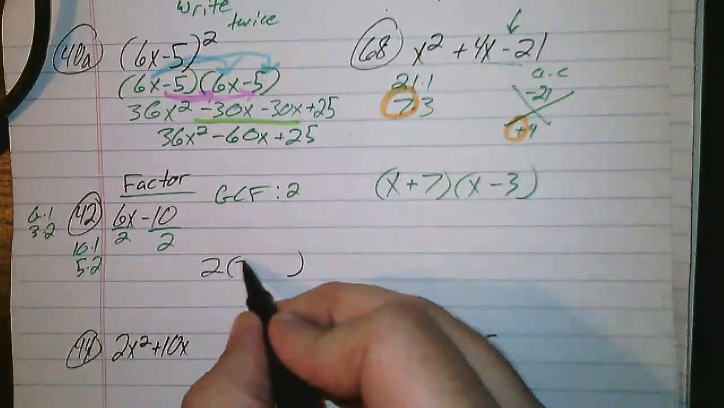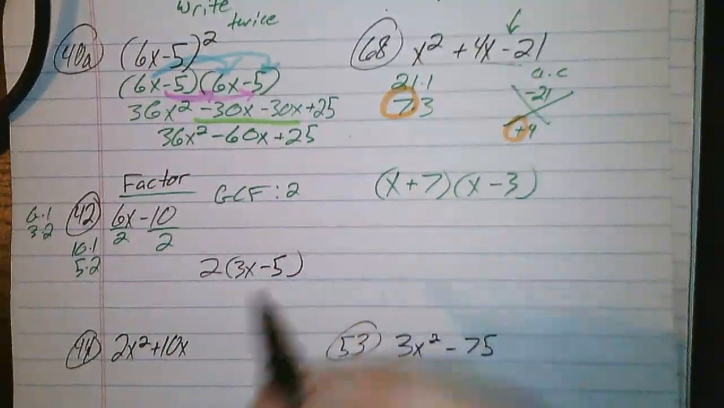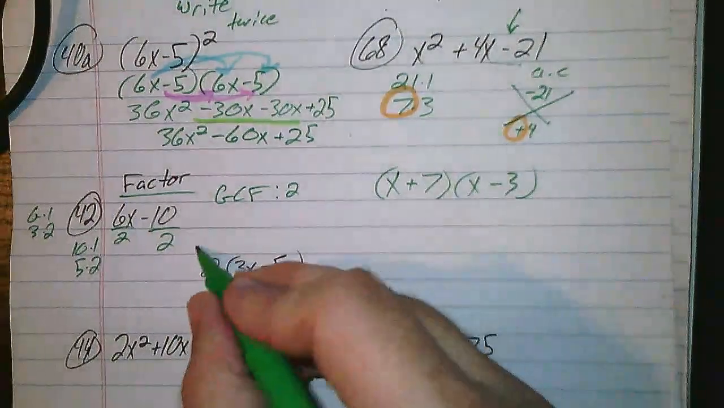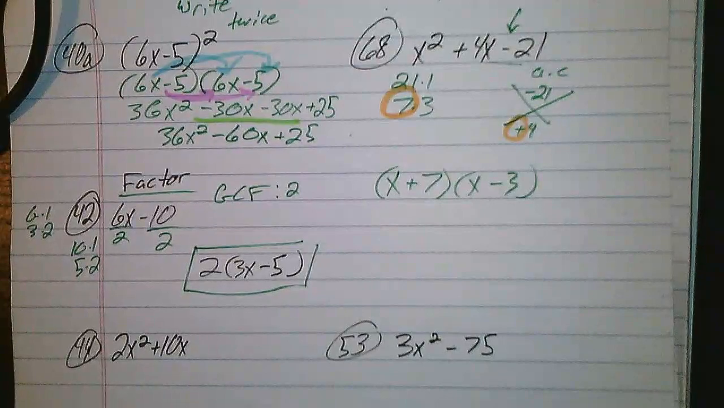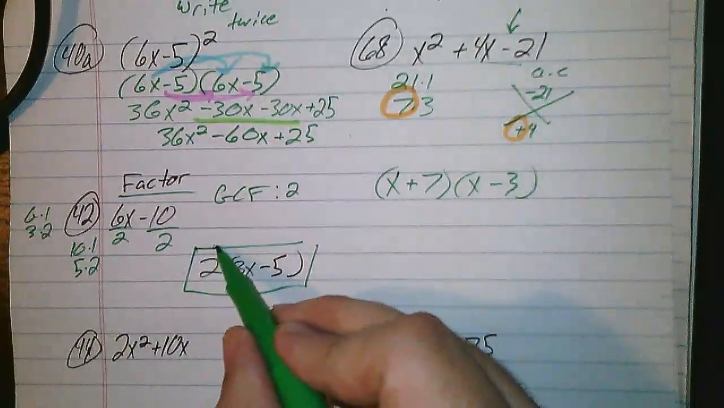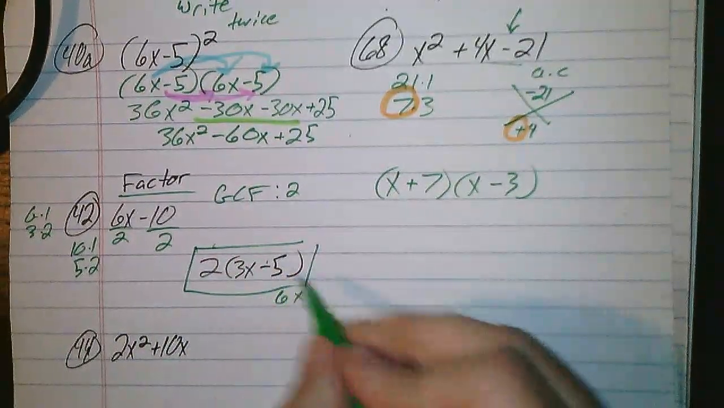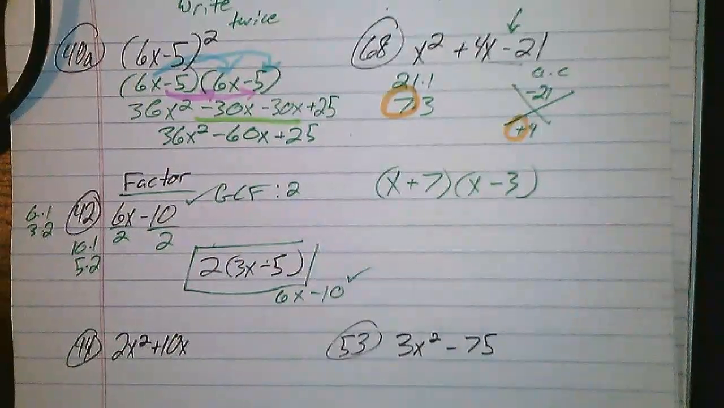6x divided by 2 is 3x. Negative 10 divided by 2 is negative 5. And we stop here because it told us to factor. You can check your work by distributing the 2. 2 times 3x is 6x. 2 times negative 5 is negative 10. So it works.